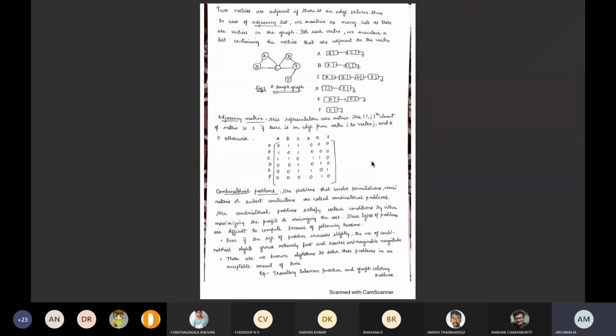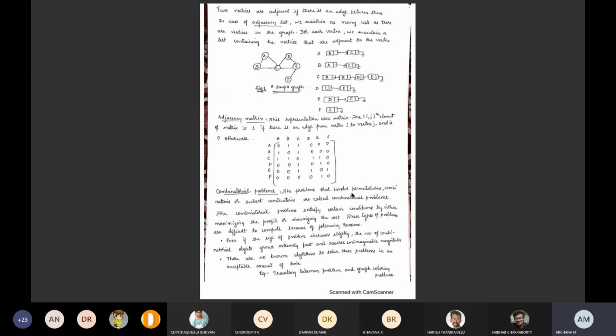Now we will go with the last one, combinatorial problems. I will show that later. Combinatorial problem is also a very important question. They will ask you the definition: what is a graph, what is a combinatorial problem? You will have this in the 4th and 5th modules, like the travelling salesman problem, graph coloring problems and all. You'll be studying those problems. For now we will go with the definition.